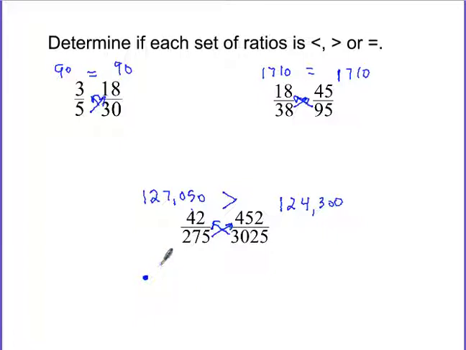152. 0.152, and 452 divided by 3,025, first three digits: 149. 0.149, and 0.152 is larger than 0.149. So we just showed in decimal form that we've confirmed our cross products gave us the correct answer. Okay? All right.